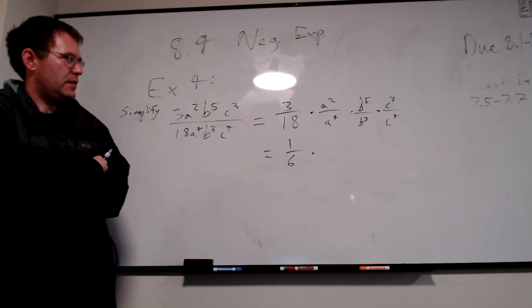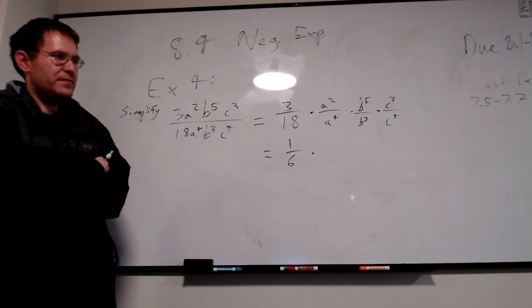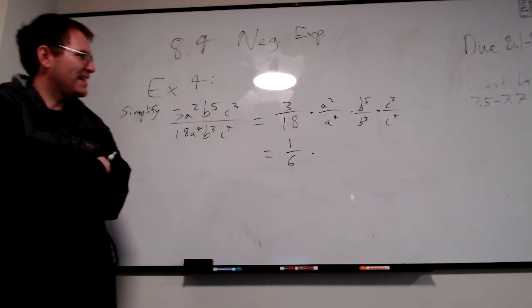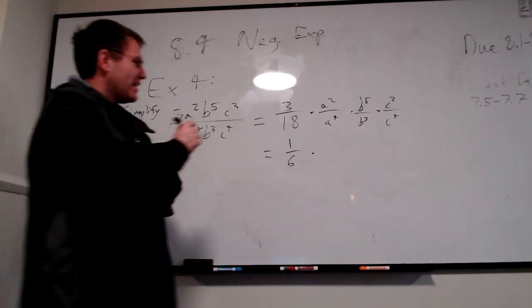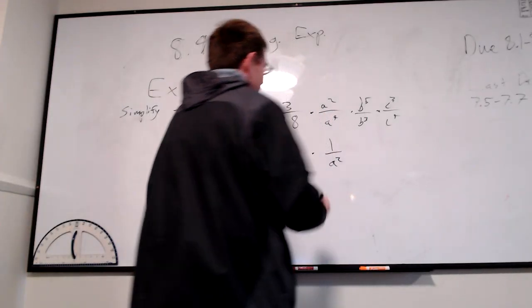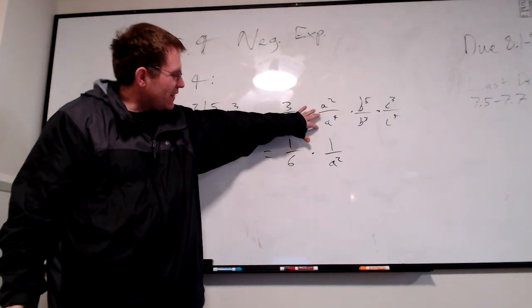A to the 6. No, A to the 8. No, because you're dividing. Oh, 1 over A to the second. I forgot we were dividing, not multiplying. So it's 1 over a to the second.